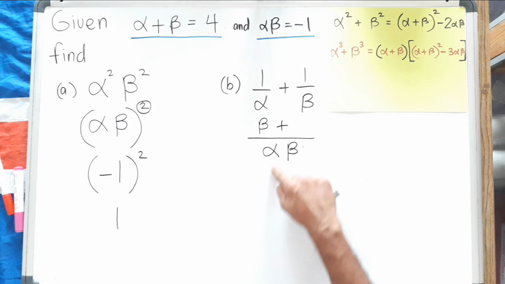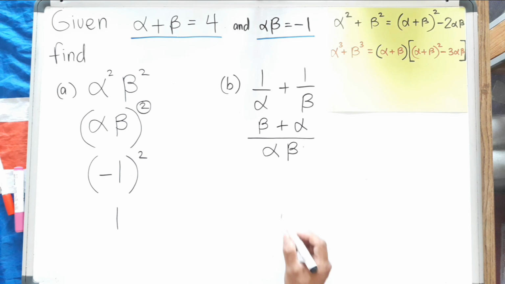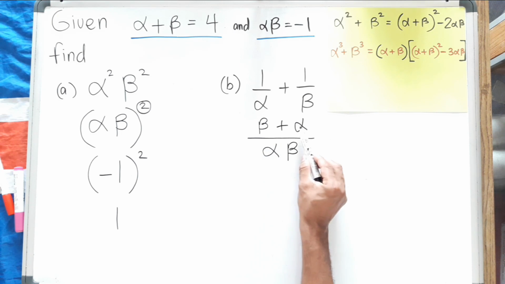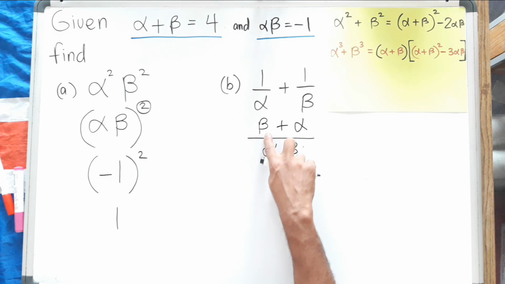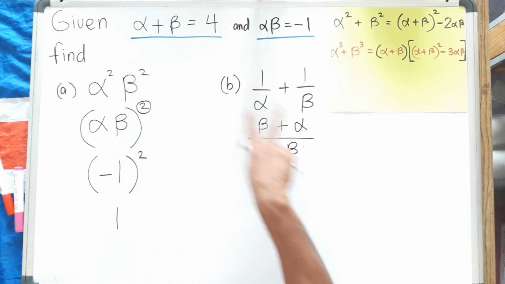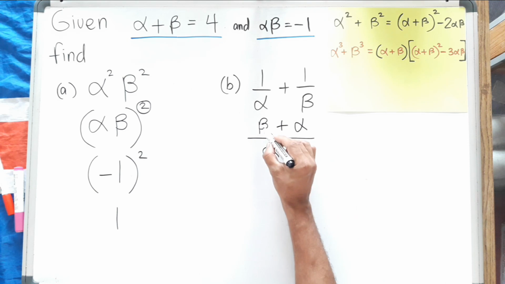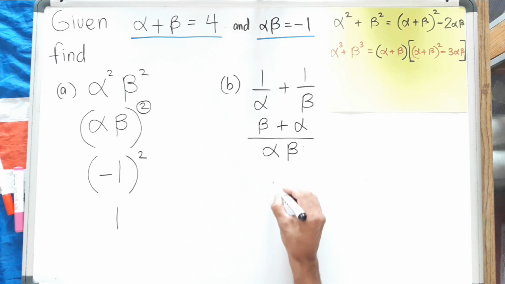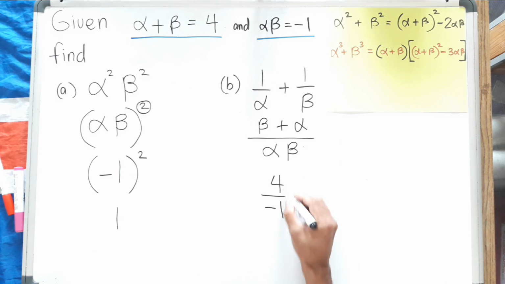And whatever you are left with, you multiply it by the top. So alpha by 1 is just alpha. So here we end up with beta plus alpha on top and alpha beta underneath. Now, in case you didn't realize, beta plus alpha is obviously the same thing as alpha plus beta. It doesn't matter which order you add. So alpha plus beta is 4 and alpha beta is minus 1. So 4 divided by minus 1 is minus 4. And we're finished. Let's try something harder.